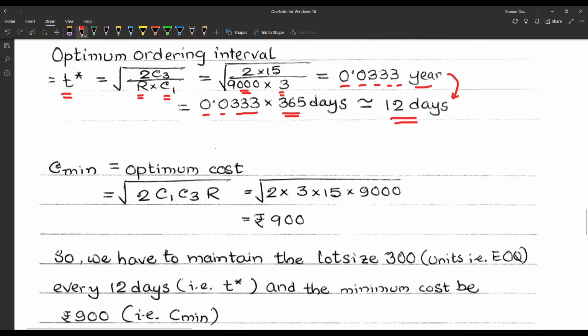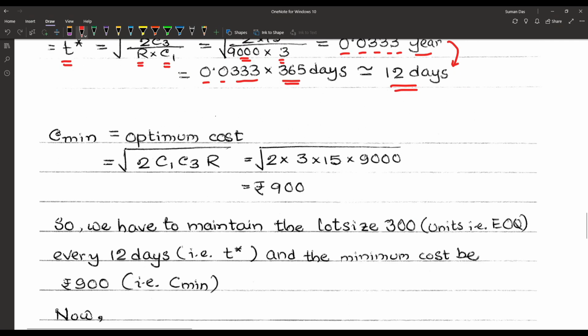So what is the optimum cost? That is denoted by C min, or square root of 2 into C1 into C3 into R, or square root of 2 into 3 into 15 into 9,000, or rupees 900. So we have to maintain the lot size, that is our EOQ, 300 units every 12 days, that is T star, and the minimum cost will be rupees 900. That is our optimum cost, or C min.